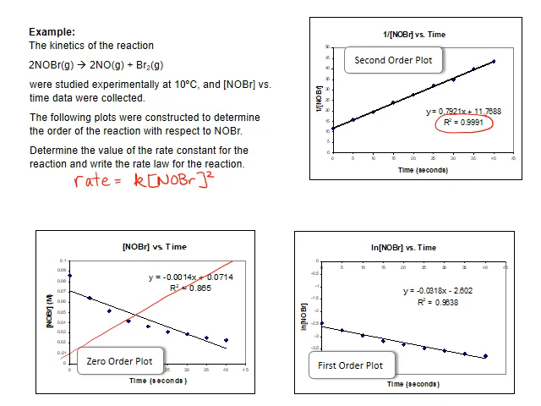What is the value of the rate constant? If you go back to our table, we see that for this type of graph, the slope of our second order plot is equal to the value of k. So in this equation, we have k is equal to 0.07921, and the units for that are going to be concentration, in this case specifically molar, per second.